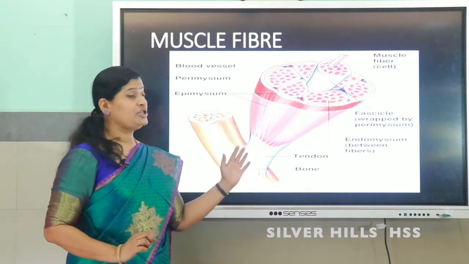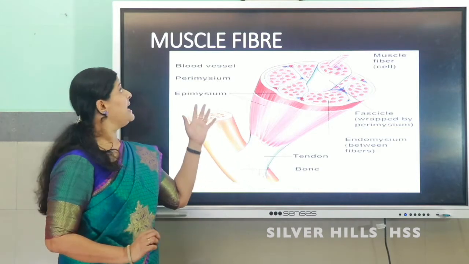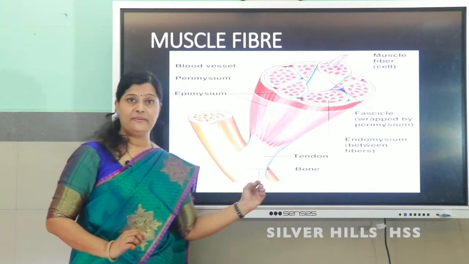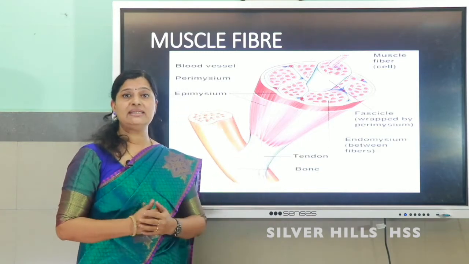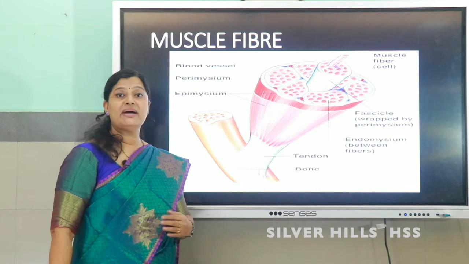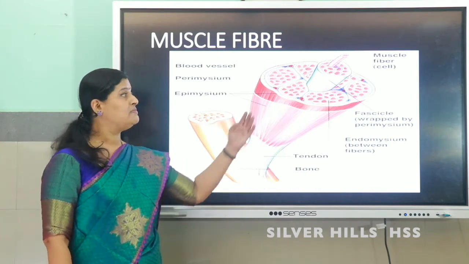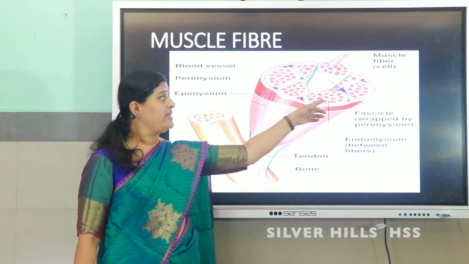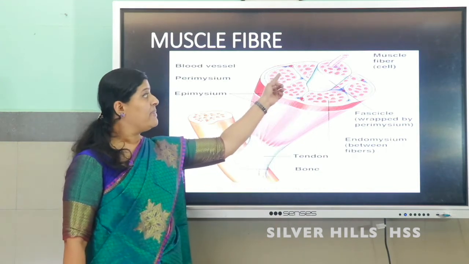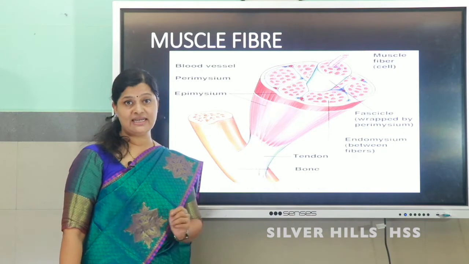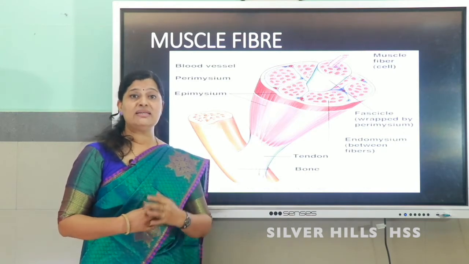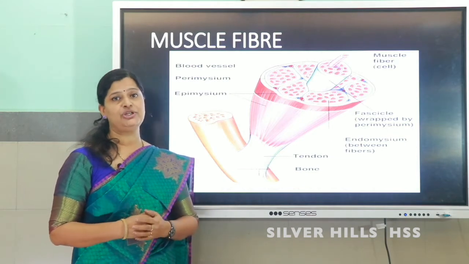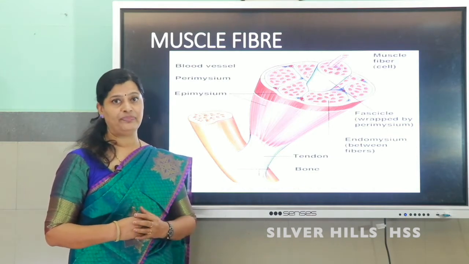This is the structure showing a skeletal muscle. Skeletal muscles are made up of many muscle bundles and these bundles are called fascicles. So you can see over here in this picture many muscle bundles or fascicles, and these muscle bundles or fascicles are joined by connective tissue called fascia.